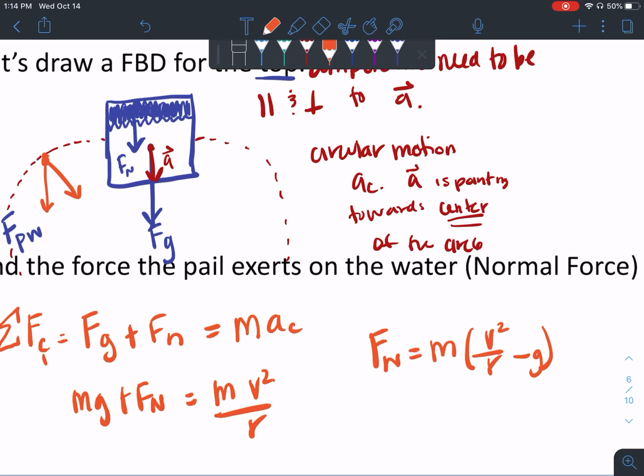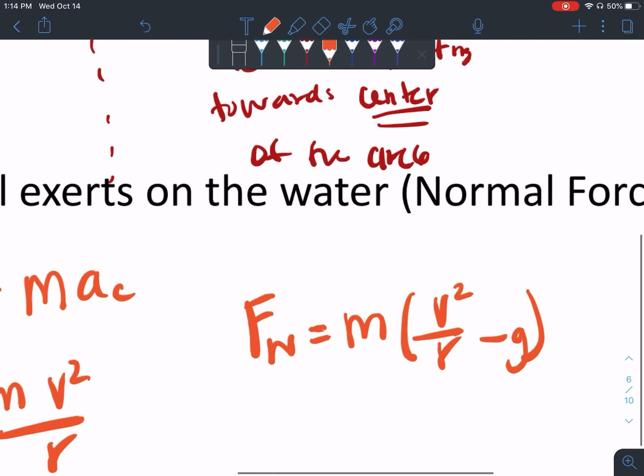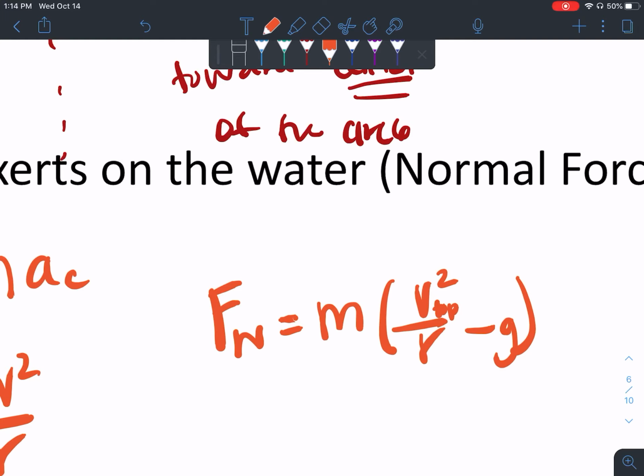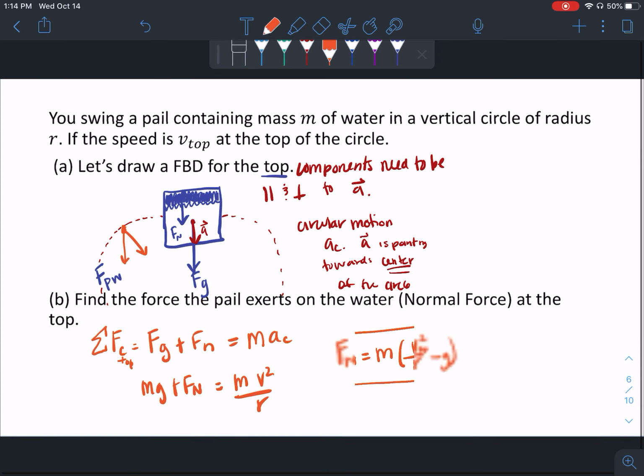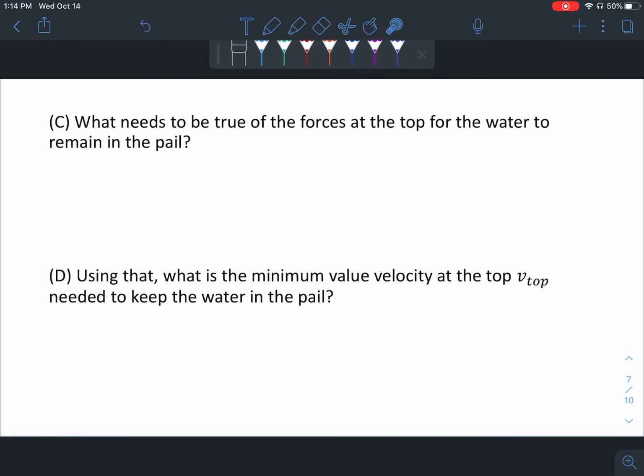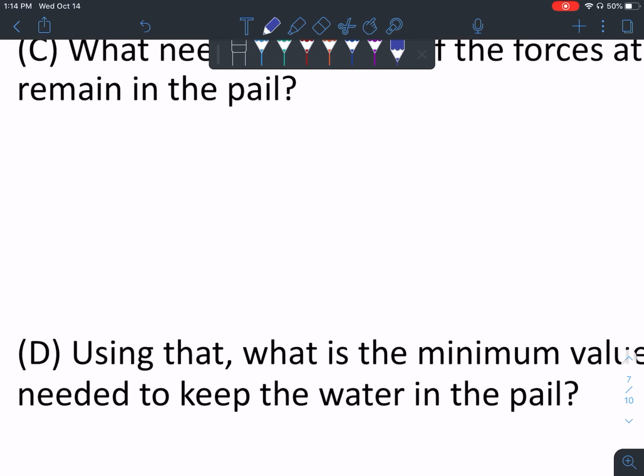You can say at the top, we're dealing with it at the top here, so over here I would go ahead and say top as well. At the top, our force normal, that exertion of the pail onto the water, is equal to m, v squared at the top over r minus g. We're going to use this formula on the next page as we move on. What we're talking about is how we can actually keep that water at the top. If we go back into the diagram, you've got to think about the real world here.